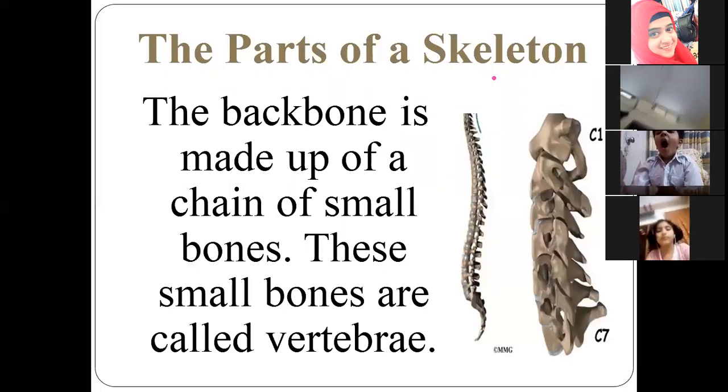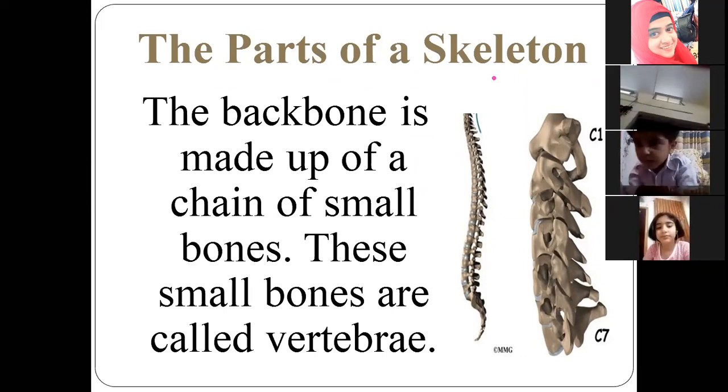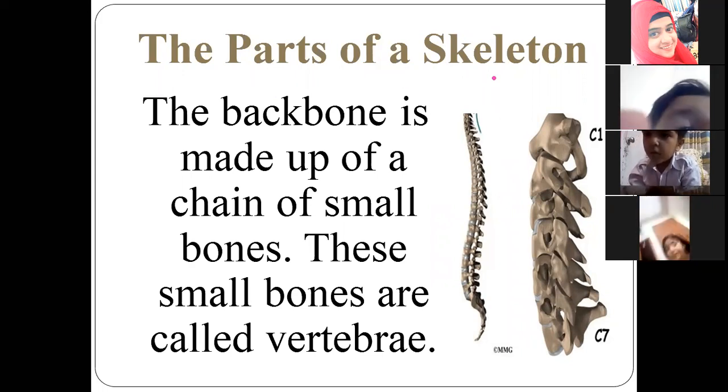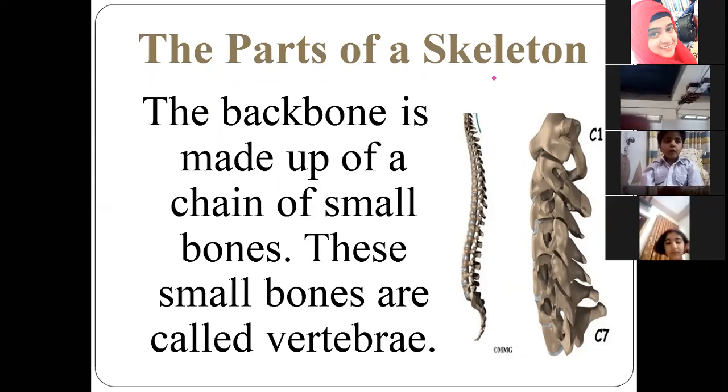The parts of a skeleton. The backbone is made up of a chain of small bones, as I told you before. As I told you a while ago, the backbone is made up of a chain of small bones. These small bones are called vertebra. These small bones are called what? Vertebra. Okay.